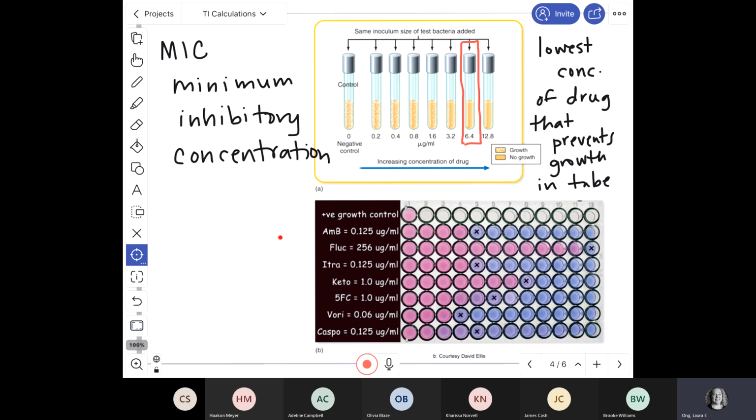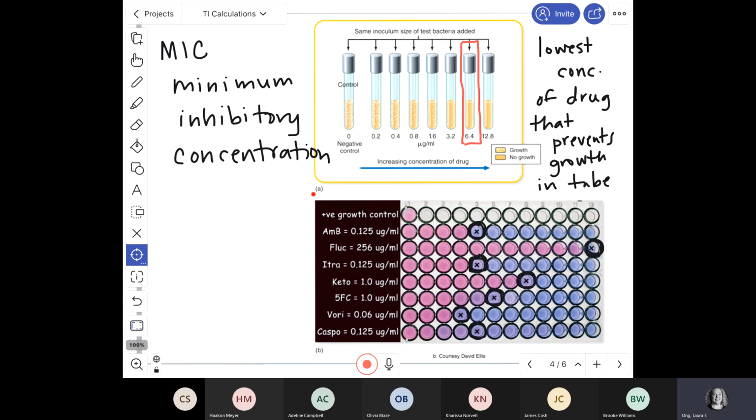This picture down here is looking at a similar concept, but each row is looking at a different drug. So amphotericin and fluconazole, and I don't know what these others are. But in this type of assay, each particular row is a separate drug, and the little container that has the X in it is showing what is the minimum inhibitory concentration of that drug that blocks the bacterial growth. So in this one, pink is showing bacterial growth, and then when it turns blue, there's not bacterial growth.